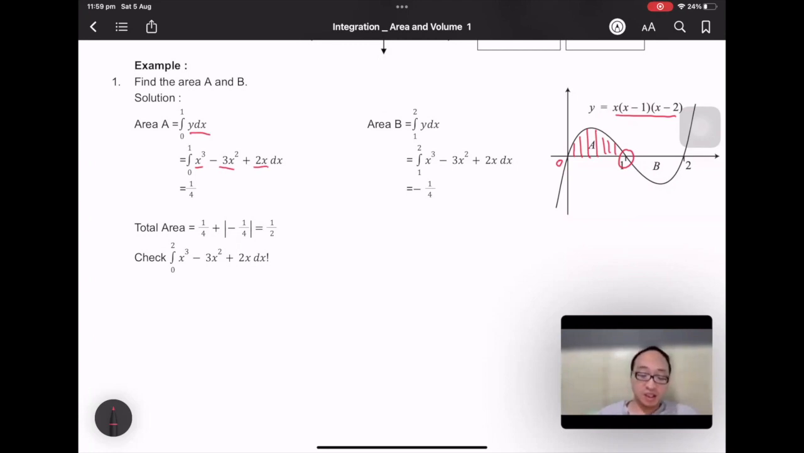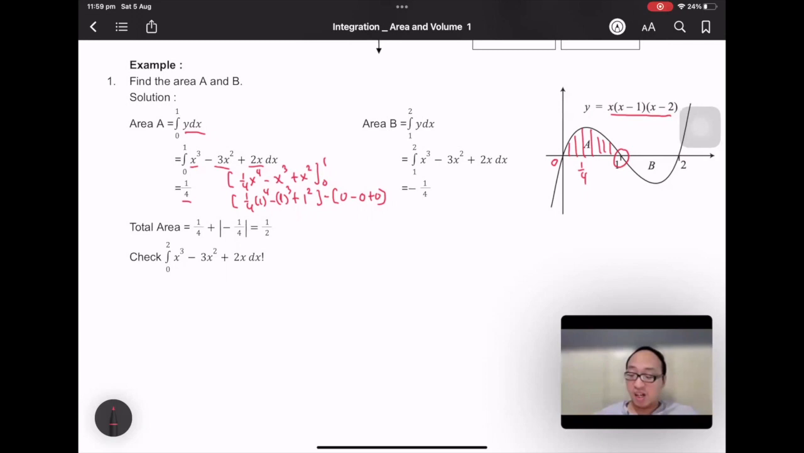And then we integrate this to have 1/4 x^4 minus x cubed plus x squared, and then we put the border 0, 1. So it will be 1/4 times 1 to the power of 4 minus 1 to the power of 3 plus 1 squared, minus, we put 0 in all. So the result will be equal to 1/4. So the area of A is 1/4.